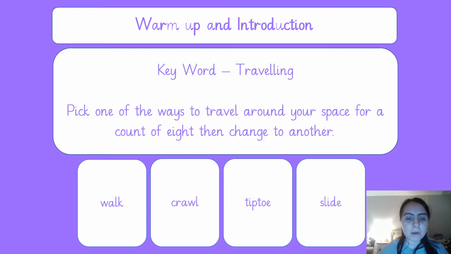So for example, you might walk 2, 3, 4, 5, 6, 7, 8. Then you might slide 2, 3, 4, 5, 6, 7, 8. Okay? So have a little go now, pick 2 of them, and then begin to walk around your space and count 8, and then stop and choose another one, and then count to another 8. Okay? So this will also help you to warm up your body.